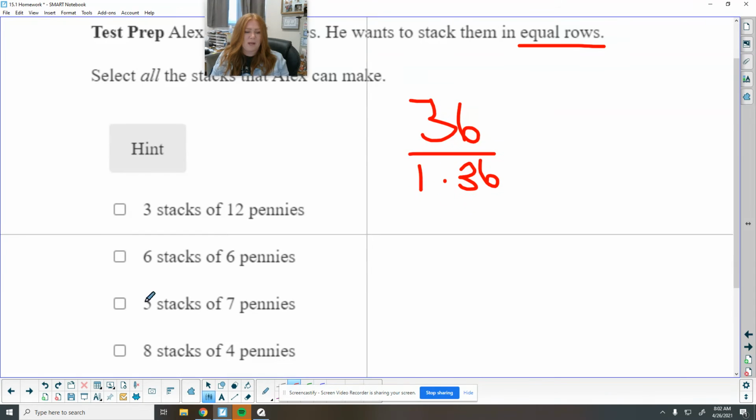So I can see one here. I'll pick one here. 5 stacks of 7. So that'd be 7, 7, 7, 7, 7. 7 times 5 is 35. So these are not factors. So this one does not use all of his pennies.